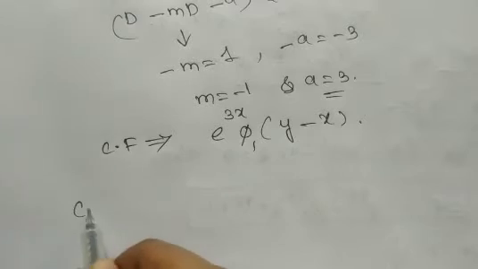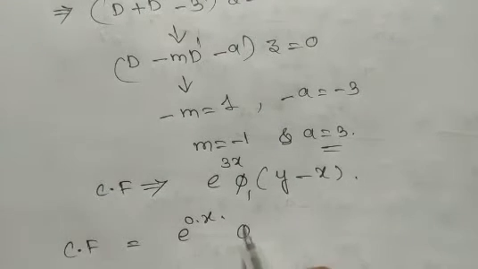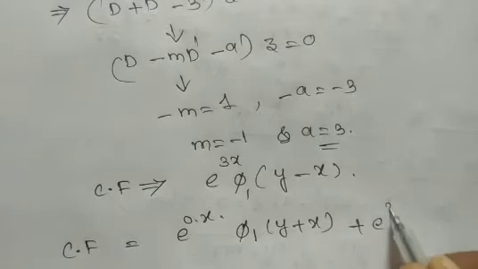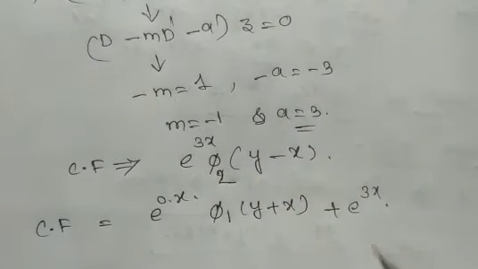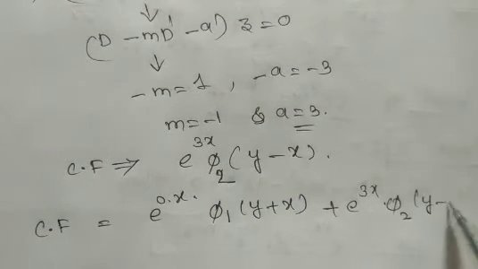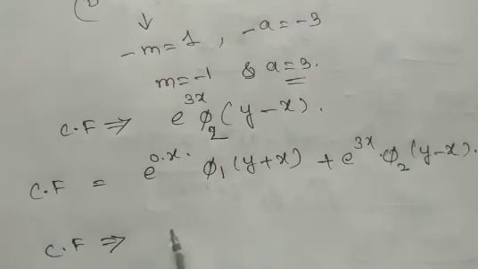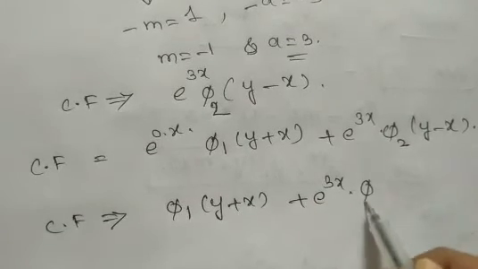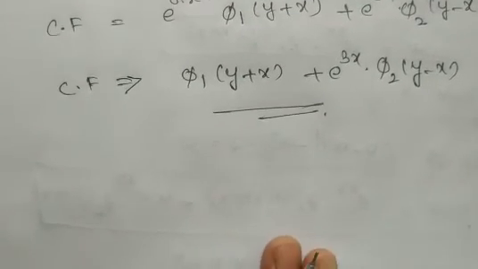Finally our complementary function combines the first bracket value plus the second bracket value: e^(0x) φ1(y + x) plus e^(3x) φ2(y - x), where for the second bracket I am taking φ2. Therefore the complementary function is φ1(y + x) + e^(3x) φ2(y - x). This is the complementary function of the given problem.